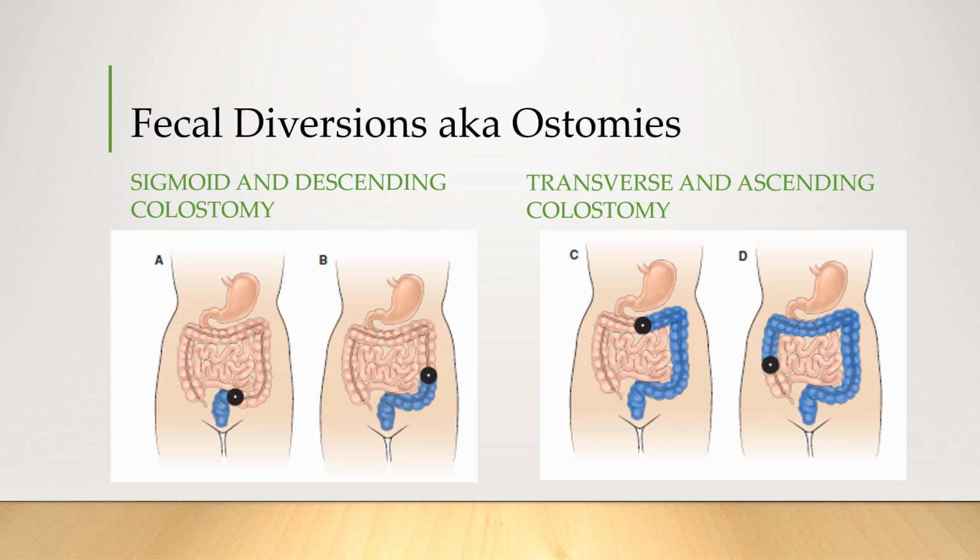This is a temporary or permanent surgical procedure that creates a hole in the abdominal wall, takes a portion of the colon and attaches it to that hole, so all fecal matter exits the body through that hole instead of the rectum and anus. These pictures of ostomy locations are showing ostomies that exit fecal matter formed in the large intestine or colon, and they are called colostomies.